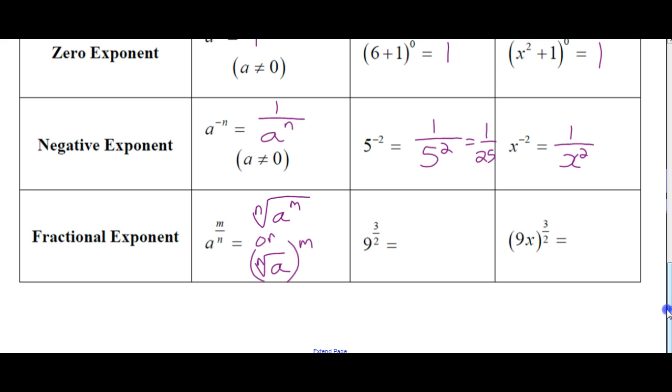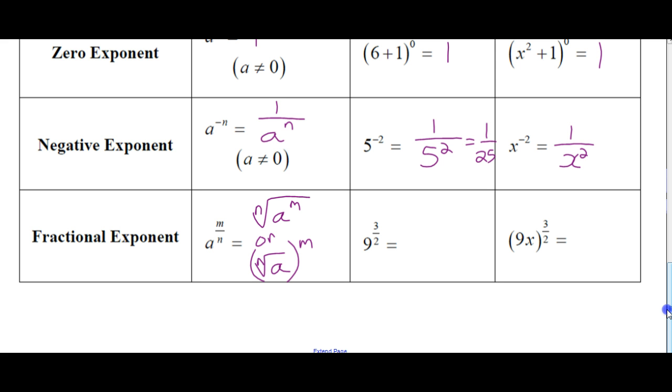If this was like 27 to the 2/3, you'd say it's the cube root of 27, which is 3, squared, which is 9, right? Which is easier than doing the cube root of 27 squared. It's like, what's the cube root of 729, right? You'd need a calculator to work that out.